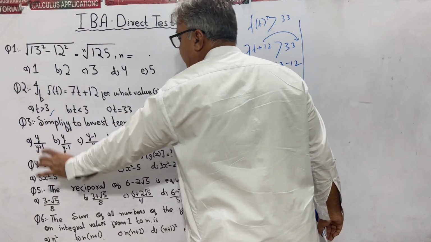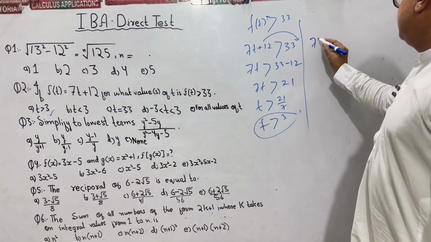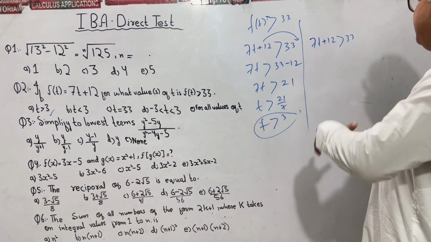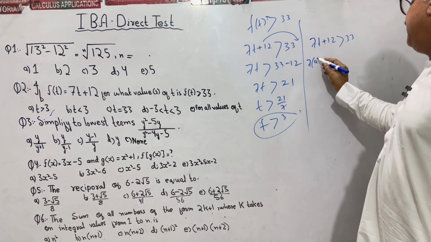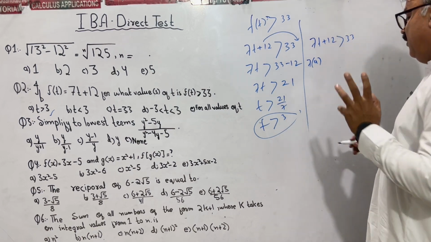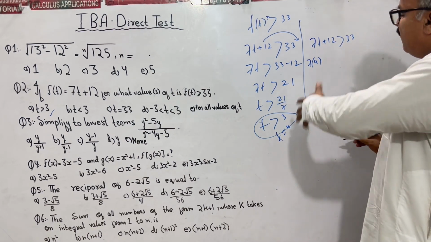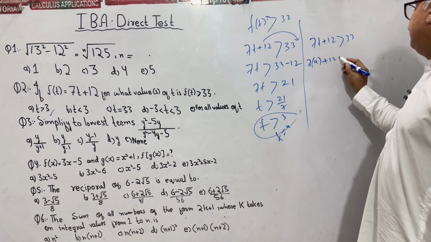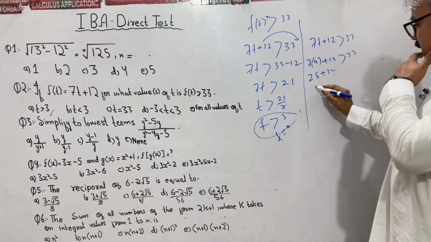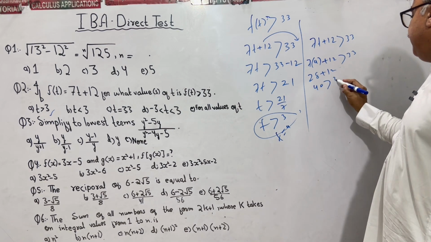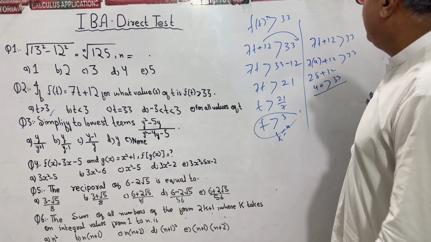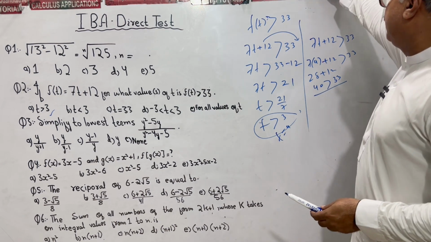T is greater than 3, so I am taking 4. 7t plus 12 must be greater than 33. As we have mentioned, 7 times t, where t means 4. I have taken 4, or 5, whatever the case is. 7 times 4 is 28, 28 plus 12 becomes 40, obviously. 40 is greater than 33. We are done with this question as well.